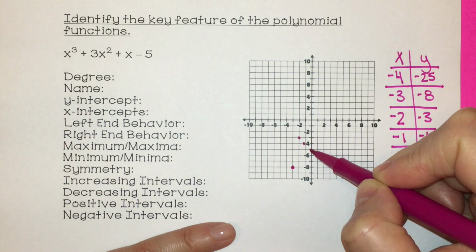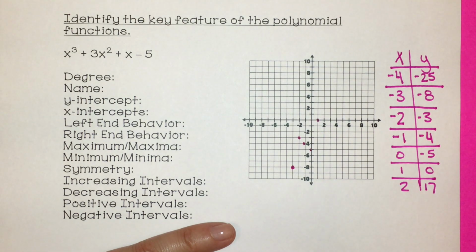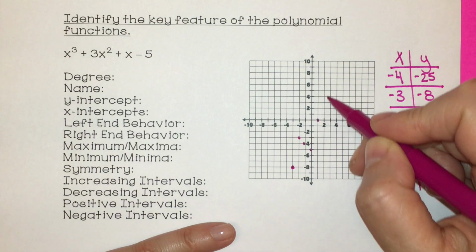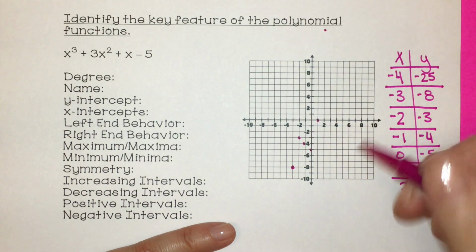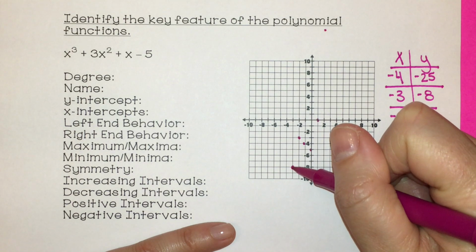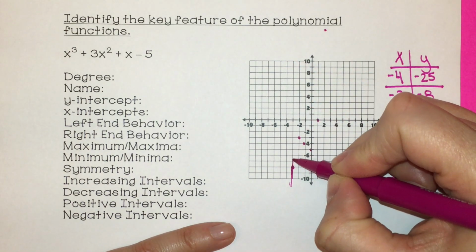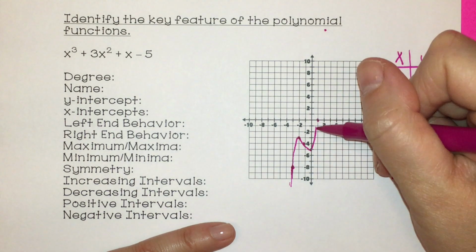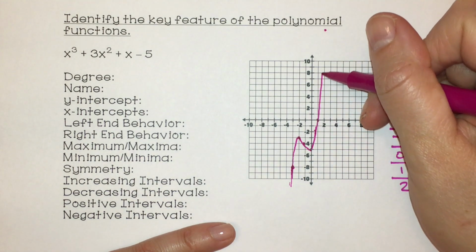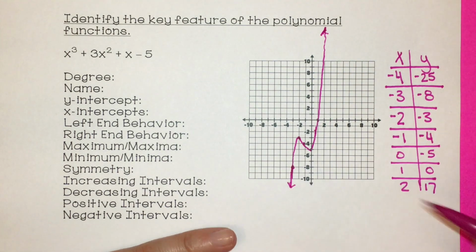When x is -1, y is -4. When x is 0, y is -5. When x is 1, y is 0. And when x is 2, y is 17. So that's way off my graph, but it does help me determine what's happening. So I know that this one started down here. So that's going to go up and down, and then way up off my graph. This will continue going down.